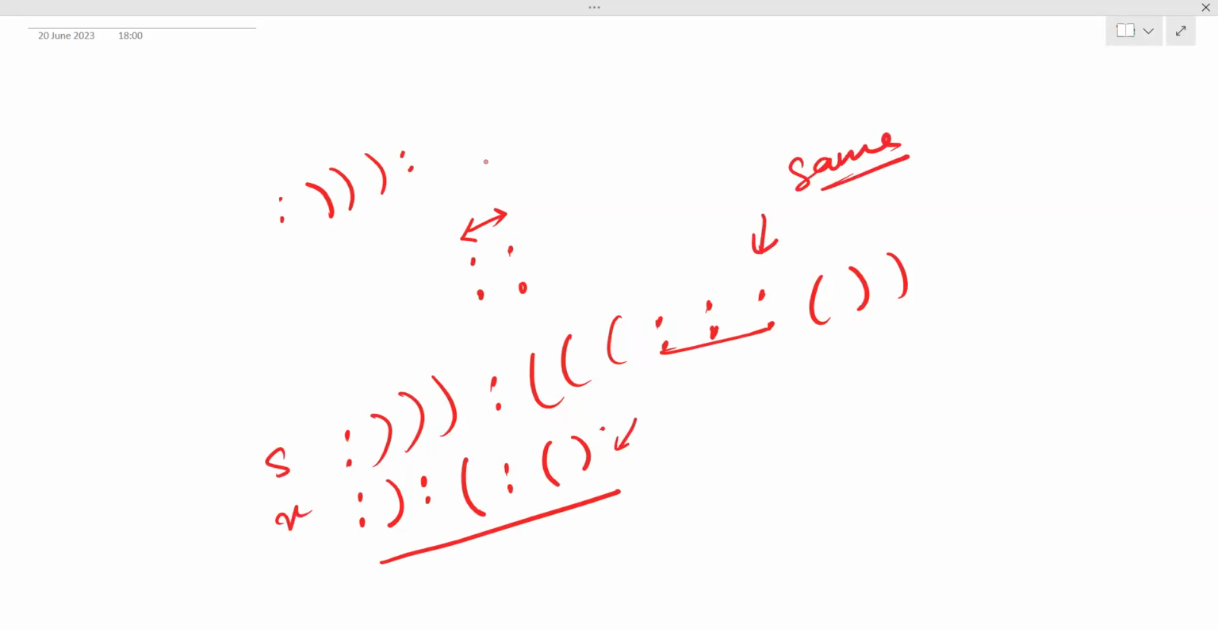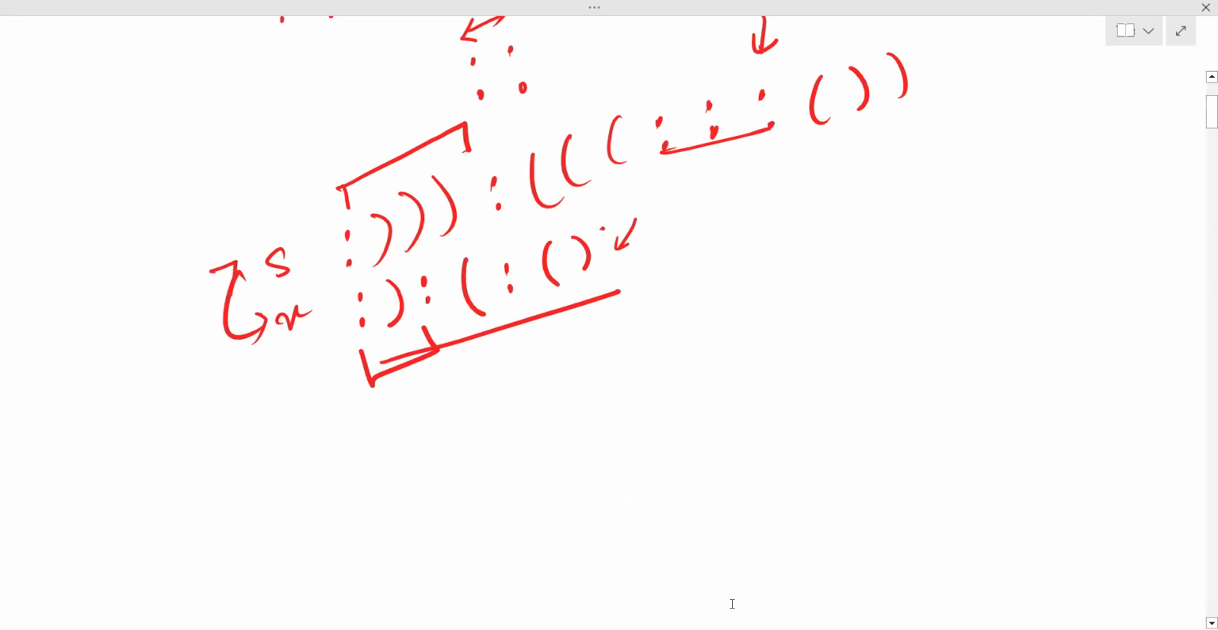Is this clear? Because we are looking at substrings, right? If this is one smiley, I'm getting this smiley here. So first of all, is this clear that both of these strings will have the same number of smileys? Yes, sir, it's clear.